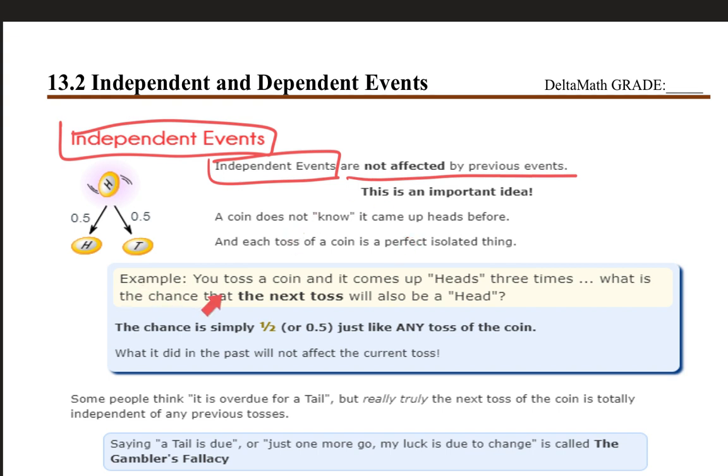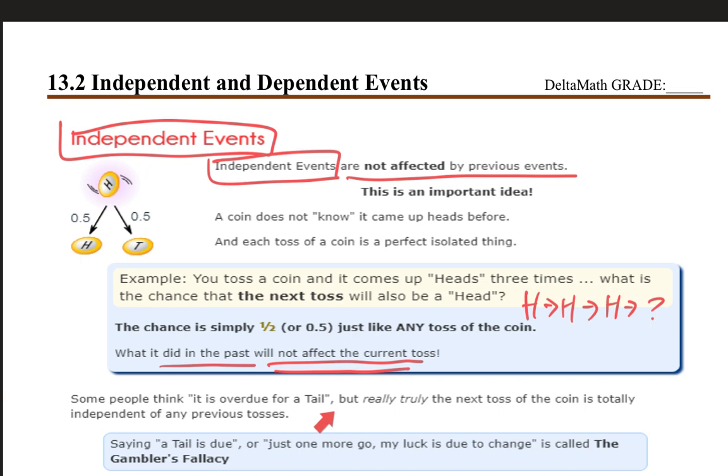So, example: you toss a coin and it comes up heads 3 times. What's the chance that the next toss will also be a head? Some people may think the next one has to be tails because I got heads 3 times in a row. But the chance is simply still 1/2, just like any other toss. What it did in the past will not affect the current toss. That's what an independent event is.